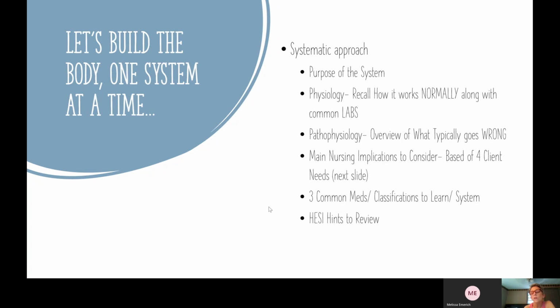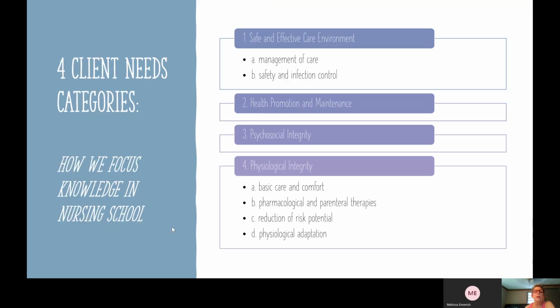So you want to know why the classification of drug is used, how it works, and when you would not want to use it. So contraindications are really important, side effects, nursing considerations, and then, like we mentioned, examples.